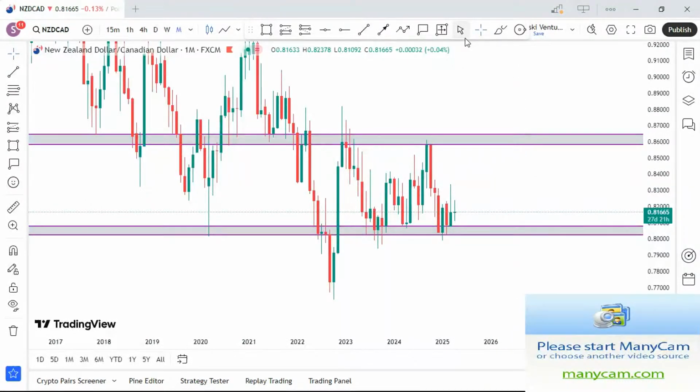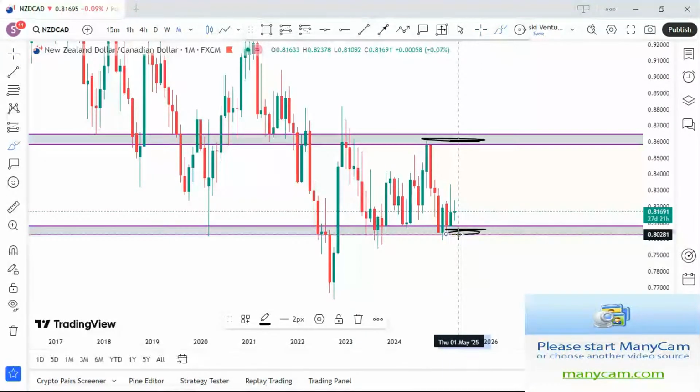So on the monthly time frame, I have my monthly upper zone and my monthly lower zone.